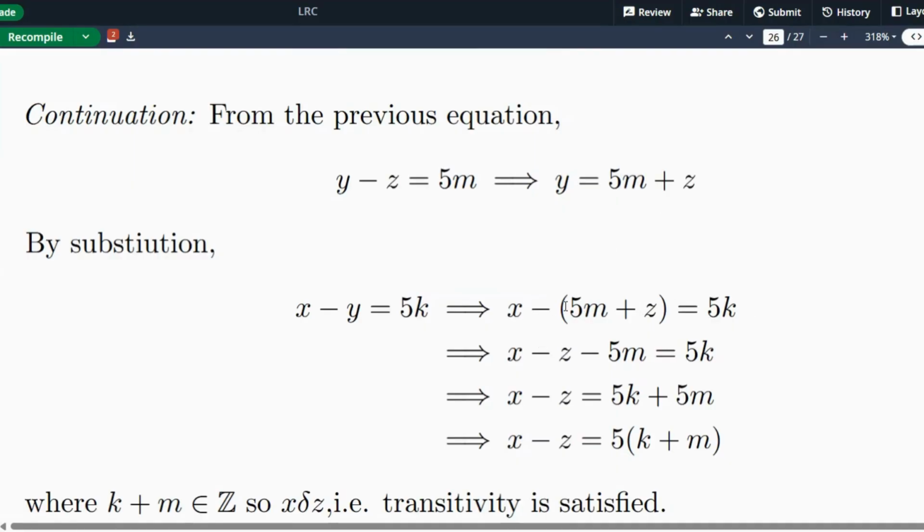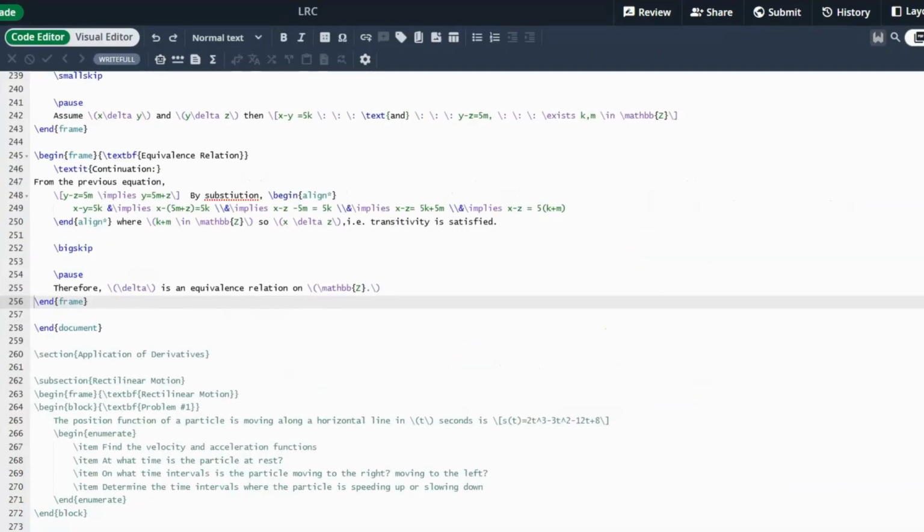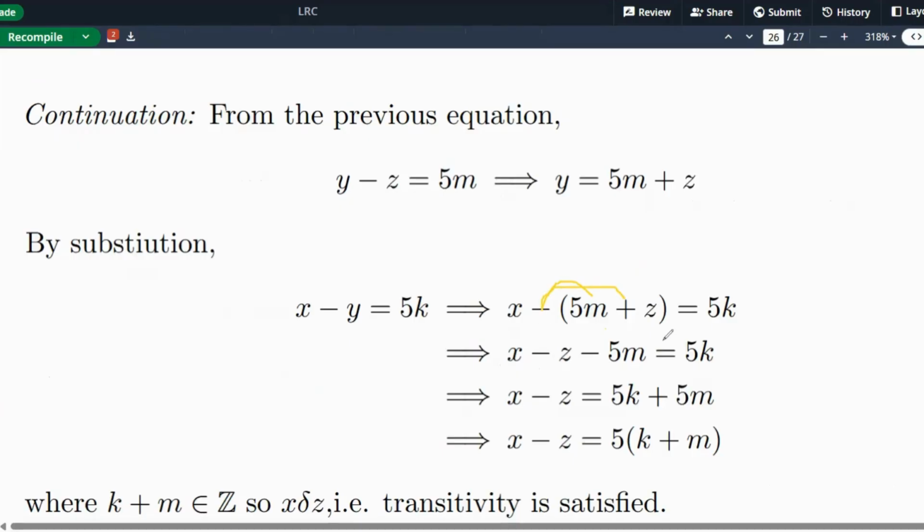So, yung minus, madidistribute. Kaya magkakaroon ka na x minus 5m minus z. Si 5m, kaya ko ilipat sa kabila. So, mangyayari is x minus z equals 5k plus 5m. Factor out mo yung 5. So, matitira is 5 times (k plus m).